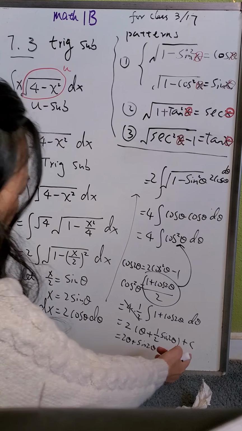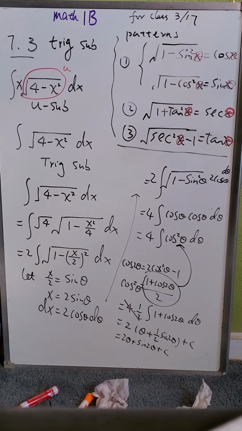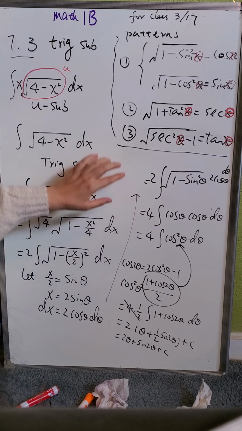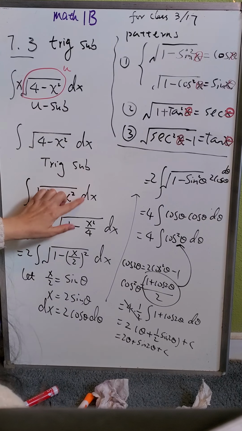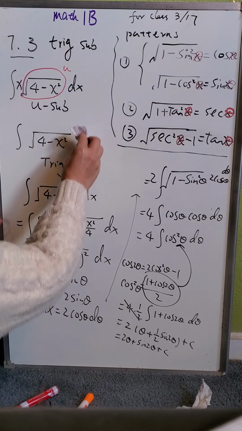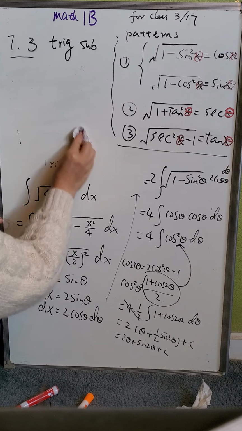Because c is arbitrary, you put it inside or outside, it doesn't make any difference. So that's how you do trig sub. You look for the pattern. I change everything to theta so that we won't confuse it with the x here. I'm going to leave the pattern on the top.